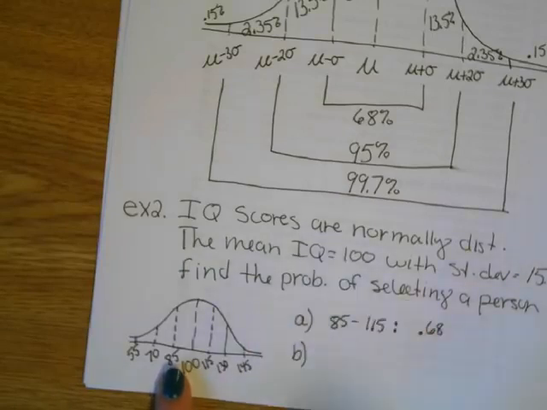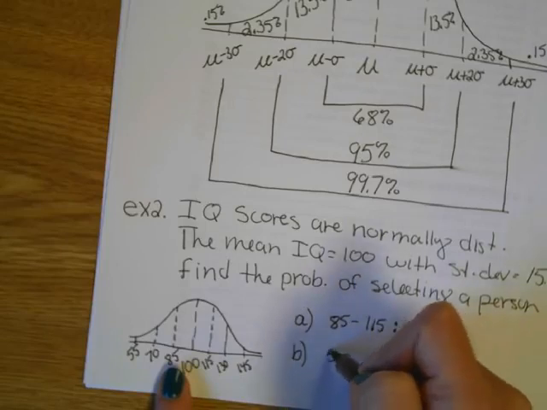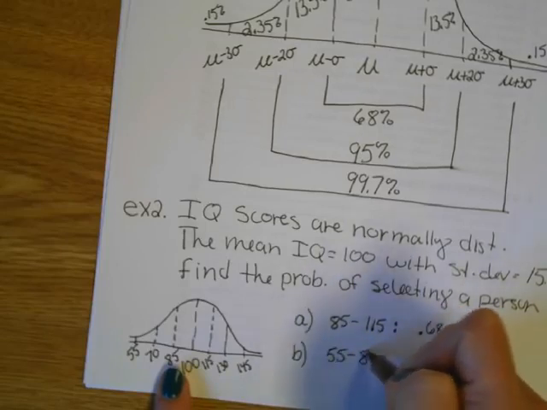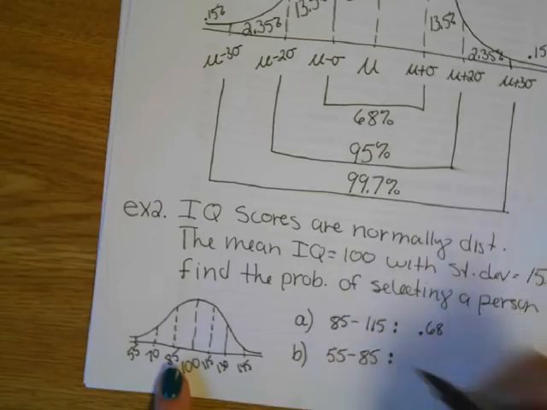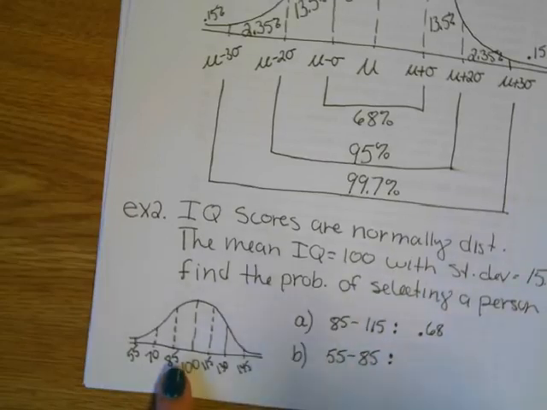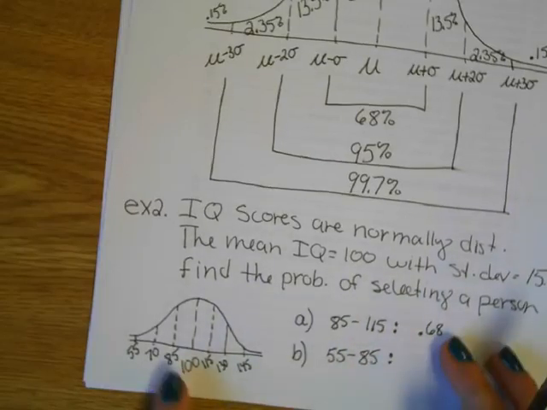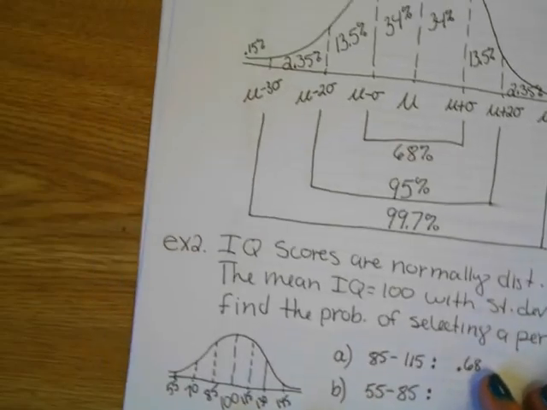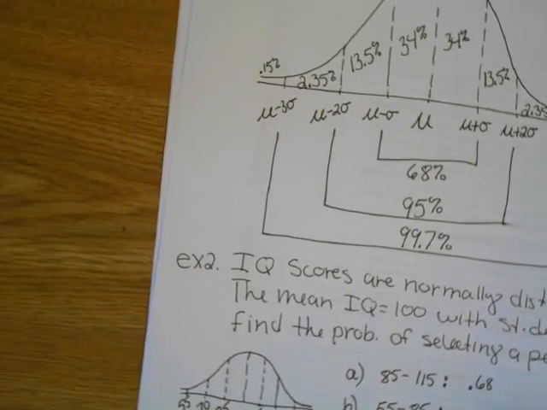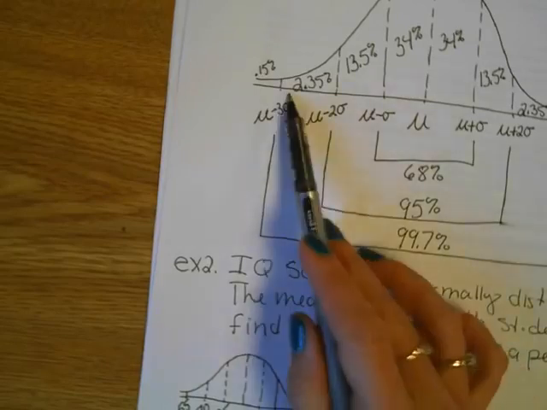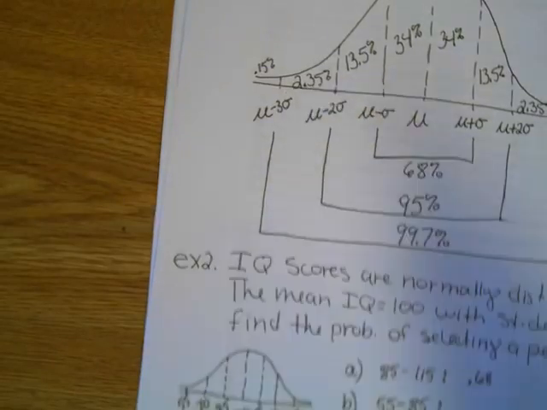Okay, what's the probability your person has between a 55 and 85 IQ score? So all we're doing is adding the chunks of the graph from the top part that we did there. So where is 55 to 85? What parts do I need to add together? So, yeah, it's going to add those two together.